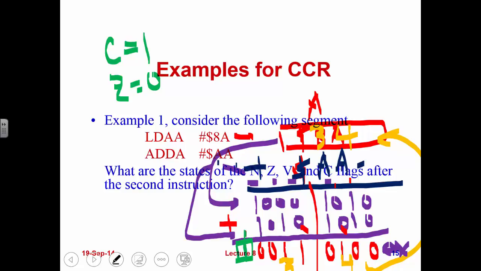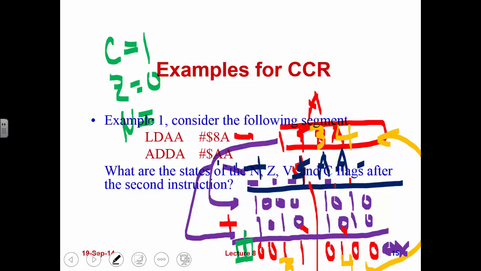Okay. Now, if Z is 0, and our value is not a 0, then let's check to see if it's a negative value or a positive value. So that will tell us what should be the flag bit N. So I said the flag bit N means negative value. That means if the result is a negative value, N is 1. Otherwise, N is 0.